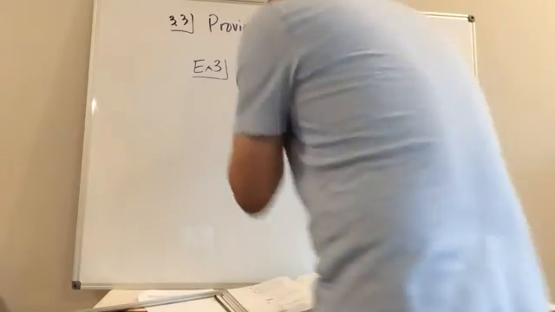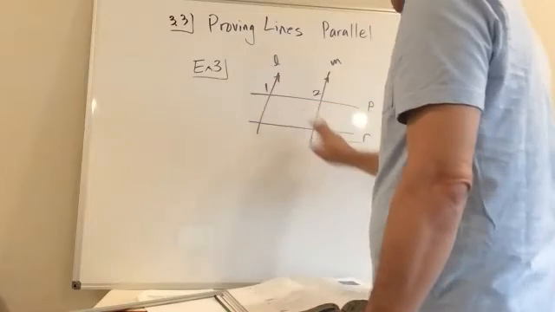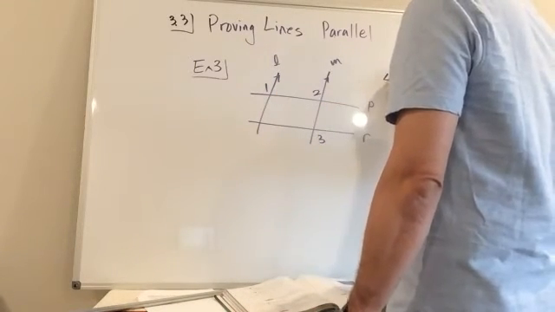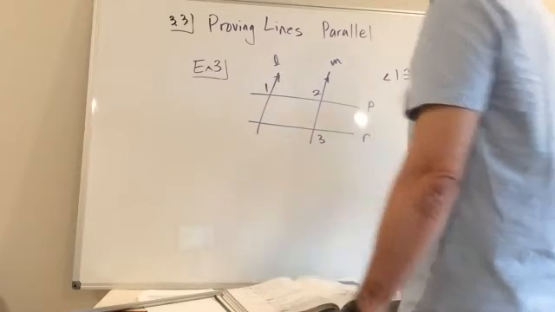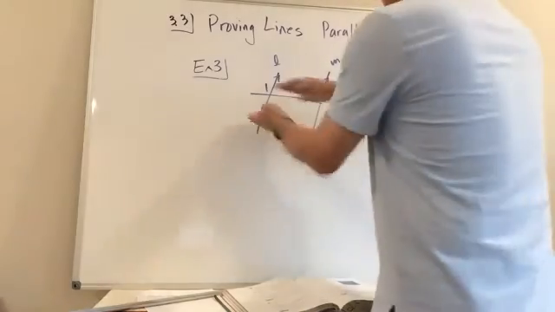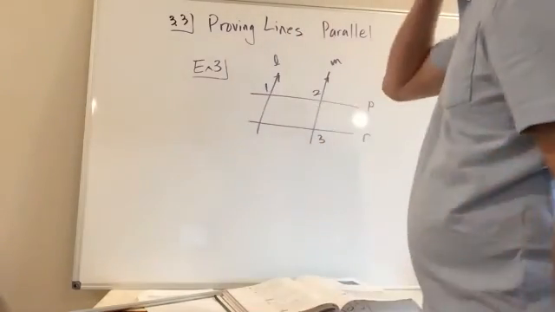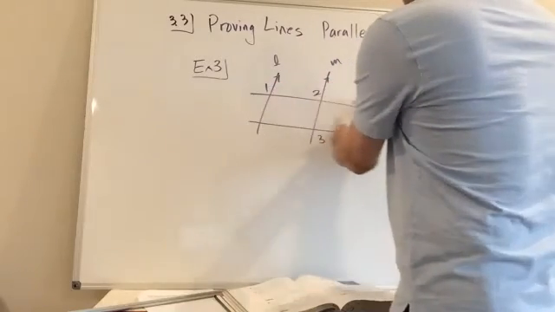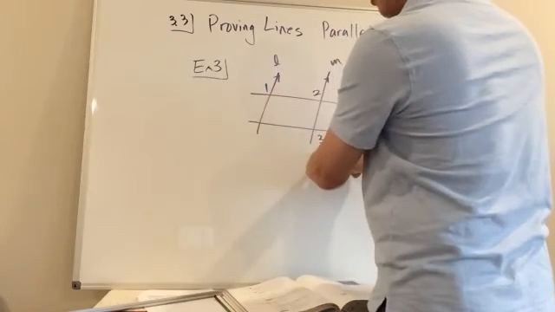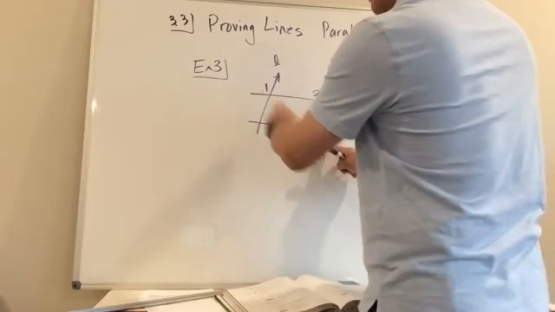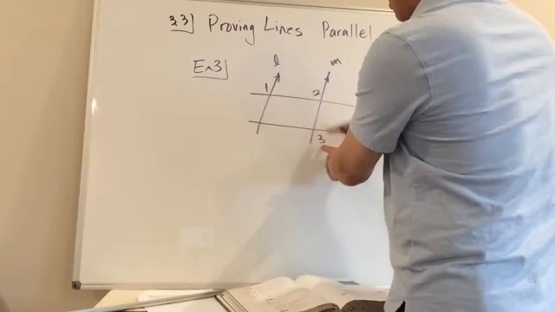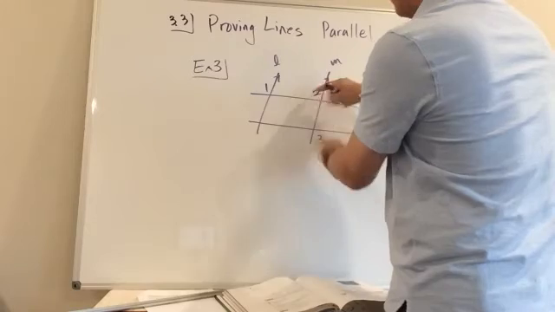And we are given that 1 and 3 are congruent, okay? Now we're going to have to prove that P and R are parallel. So the way we go about doing this is, let's think about it. If I want to prove that these two are parallel, I cannot use 1 and 3 because there is no postulate or converse that works, right? But I can use 3 and 2. 3 and 2 are alternate exterior angles to P and R.